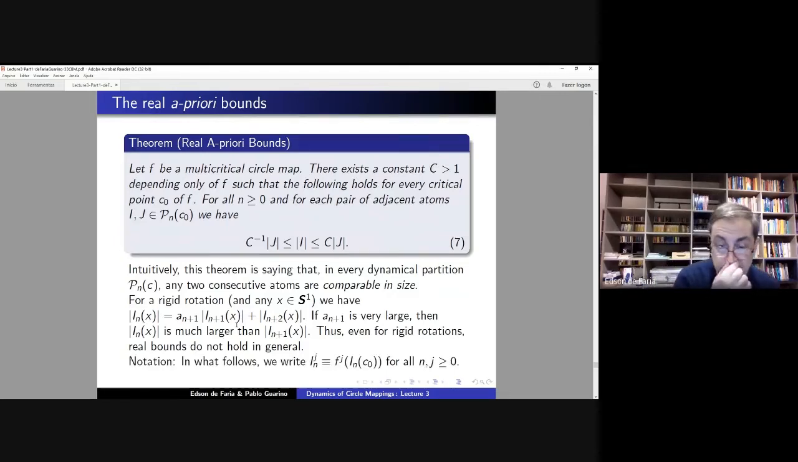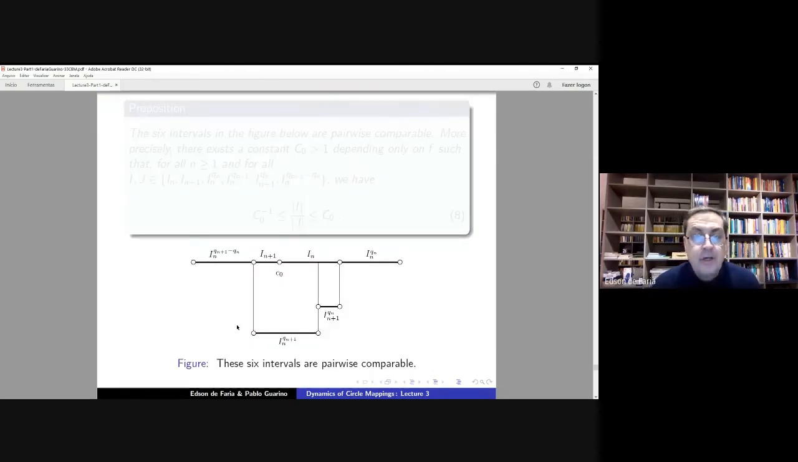Now, I'm going to give you a statement and a picture in the next slide, but in the picture I use an abbreviation. So instead of writing F^j of I sub n of C sub 0, I'm just going to write I sub n upper j. The upper j means that you're iterating j times, okay? And I'm going to omit the critical point C sub 0. So given this notation, you have this picture here.